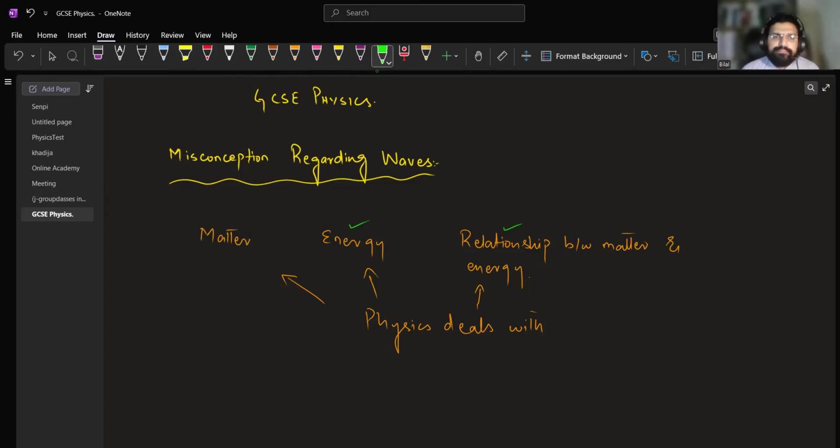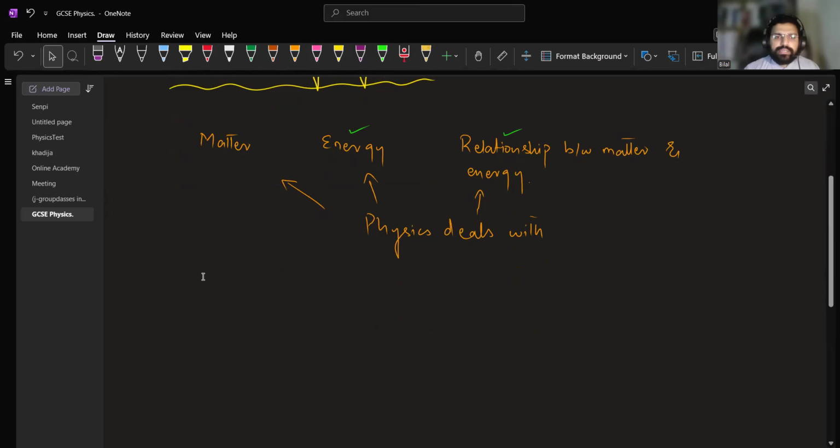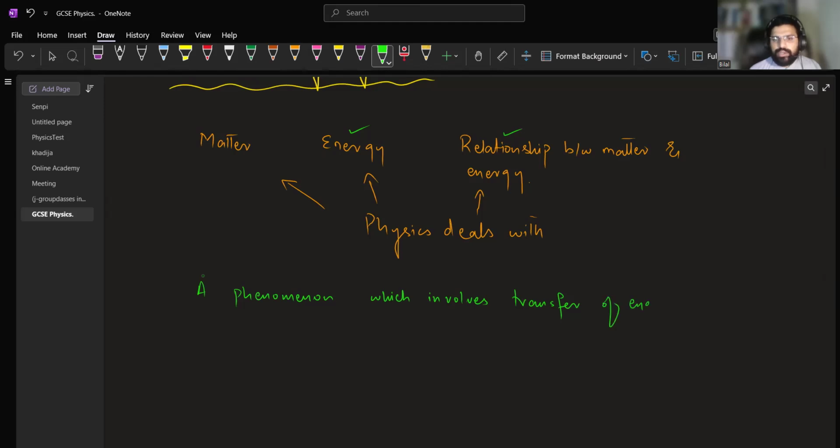So let's see how we can define wave motion. A wave can be defined as a phenomenon which involves transfer of energy. Now here comes the basic point. Most students understand waves in this manner, that okay, it is just a transfer of energy. But the key point, or the misconception among students, is actually related to how this transfer of energy will occur.